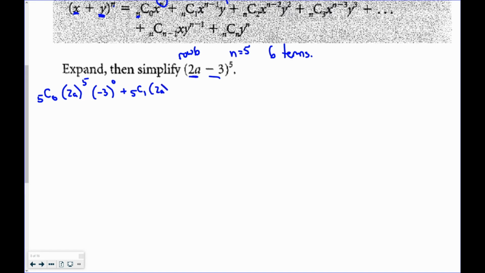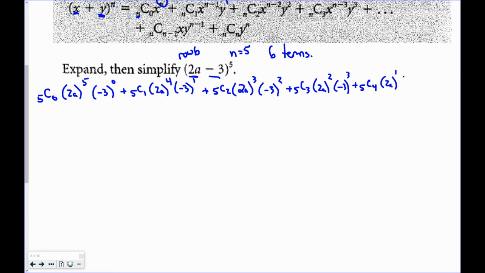That's going to be (2a) to the power of 4, and then (-3) to the power of 1, plus 5C2. Again, it's (2a) to the power of 3, (-3) to the power of 2, plus 5C3, (2a) squared, (-3) to the 3. Oh boy, we are getting closer. 5C4, (2a) raised to the power of 1, (-3) raised to the power of 4. I'm going to run out of room, so I'm just going to squeeze it in down here. 5C5, (2a) to the power of 0, (-3) to the power of 5.